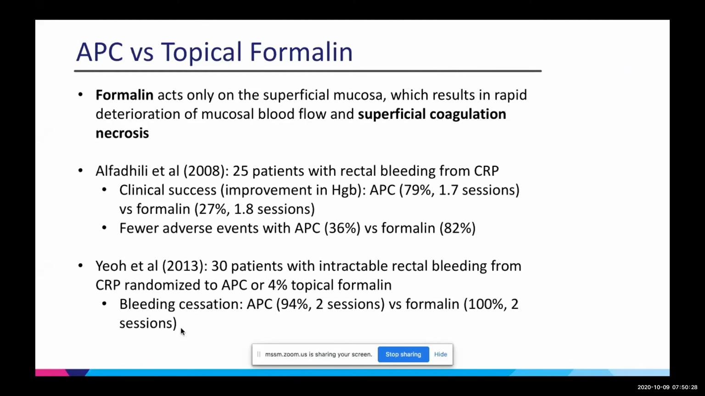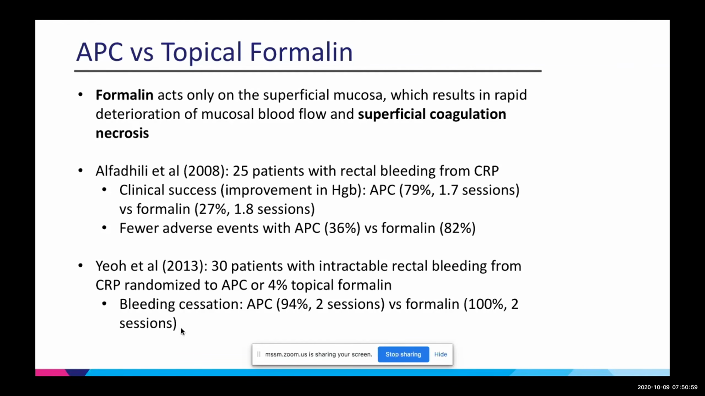The first was a cohort of 25 patients with rectal bleeding, with clinical success defined as an improvement of hemoglobin by 10% or normalization of hemoglobin. 79% of patients had clinical success with APC compared with 27% treated with formalin. The average number of treatment sessions was similar between both APC and formalin. However, the APC group had fewer adverse events defined as nausea, vomiting, rectal pain, and fever compared with the formalin group.